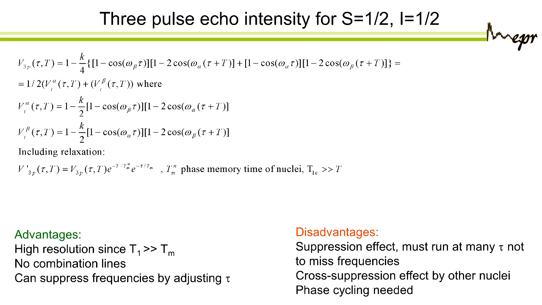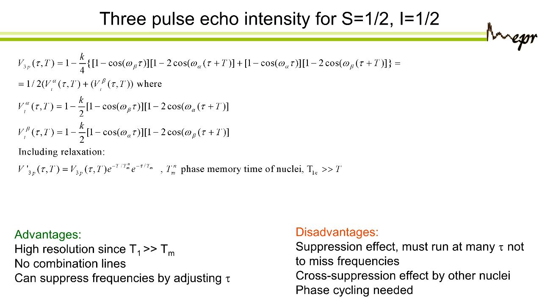So as you see, if something is too easy, you pay with resolution. It's never a free lunch. So what are the advantages of the 3-pulse? It has high resolution because T1 is longer than Tm. You don't have combination lines. And if you want, you can suppress lines. For instance, if I'm working with deuterium and proton, all small coupling, I can set up my tau so that I don't see the proton and see only the deuterium.